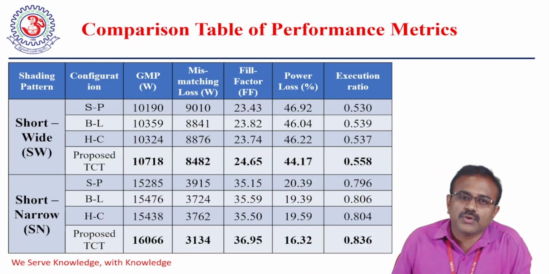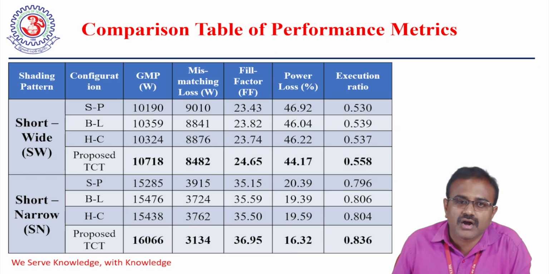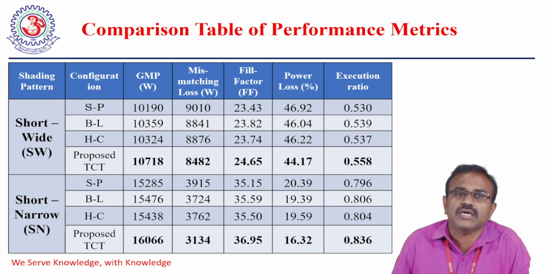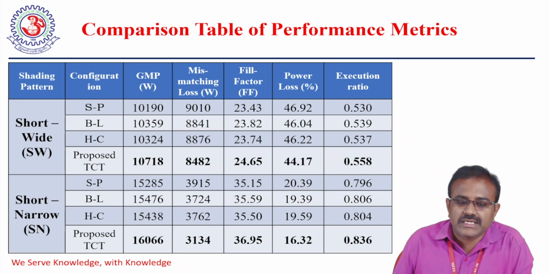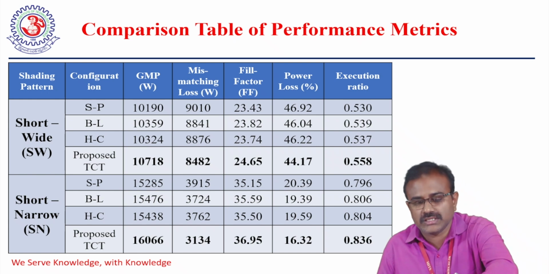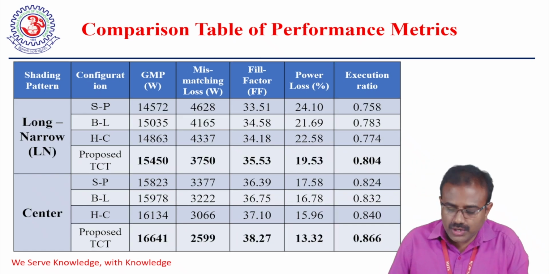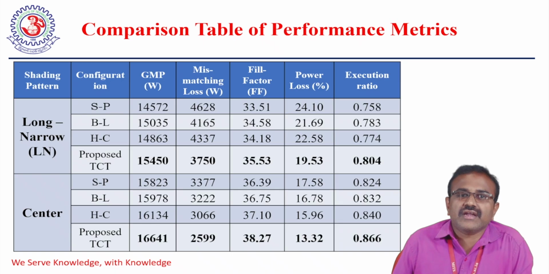As I already told, we have to analyze different performance metrics for the solar PV array. We have divided them as series parallel, bridge link, honeycomb and proposed TCT. You can see the values I got from the simulation results, and through some manual calculations we got the answers, and I made it as a tabulation. So for proposed TCT, for short wide and short narrow patterns and all the configurations, similarly for long narrow and center patterns also we have taken like this.